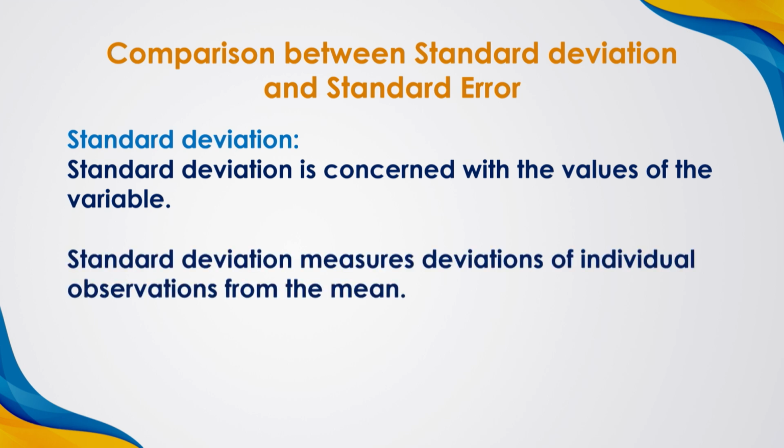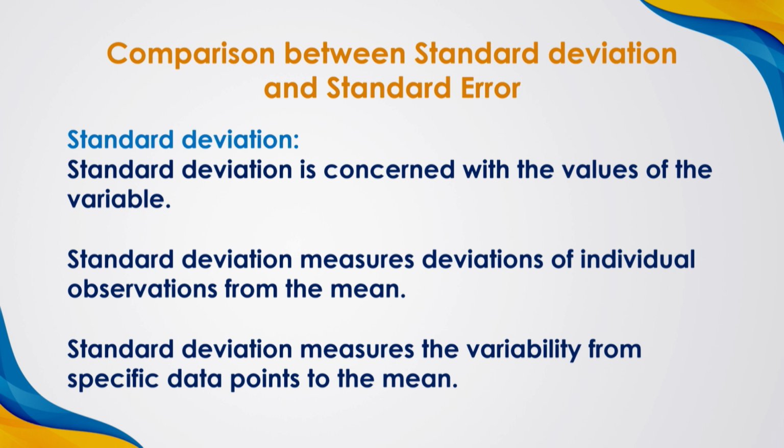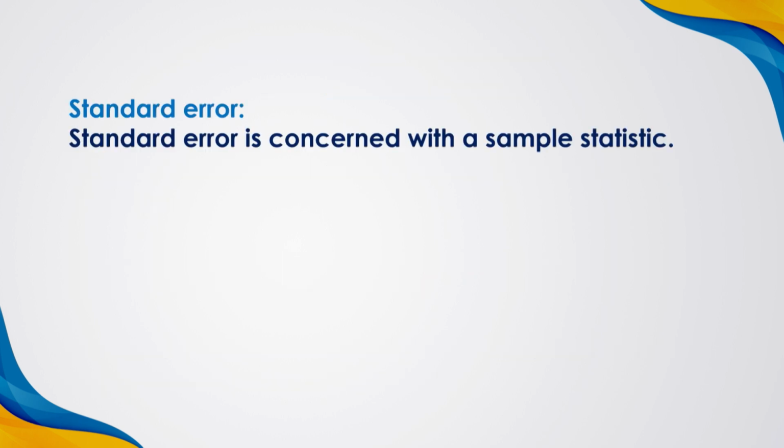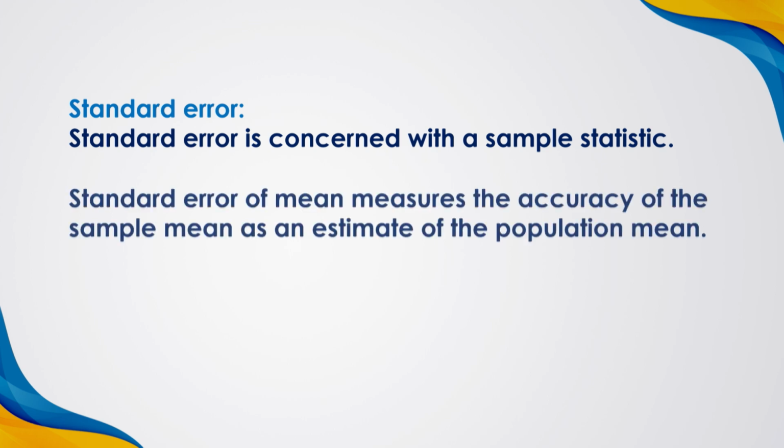Standard deviation measures deviations of individual observations from the mean. Standard deviation measures the variability from the specific data points to the mean. Standard error. Standard error is concerned with a sample statistic.